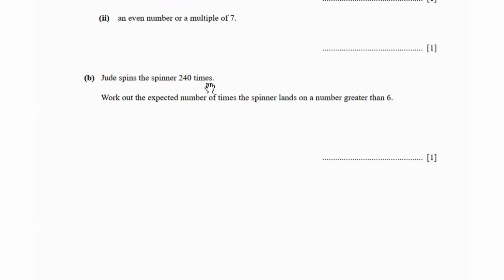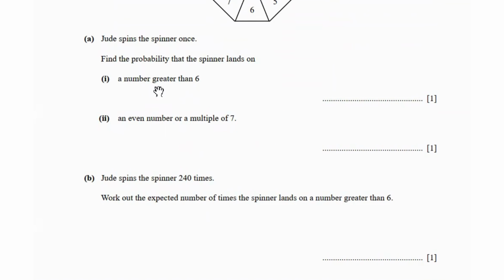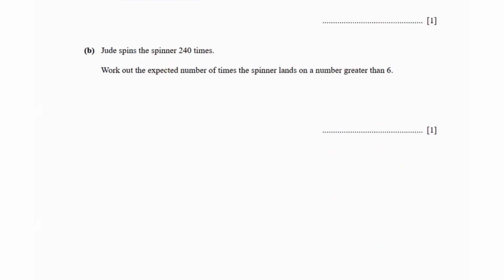Then it says Jude spins the spinner 240 times. Work out the expected number of times the spinner lands on a number greater than 6. So we already know that the spinner landing on a number greater than 6 is 2 over 8. So we want the expected number. For the expected number, you always multiply the probability with the number of times the action is being done. So the spinner is being spun 240 times. So 2 over 8 times 240.